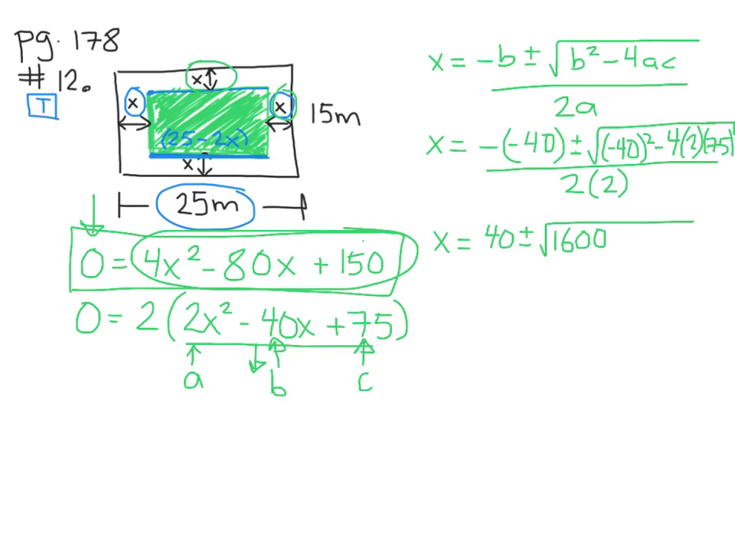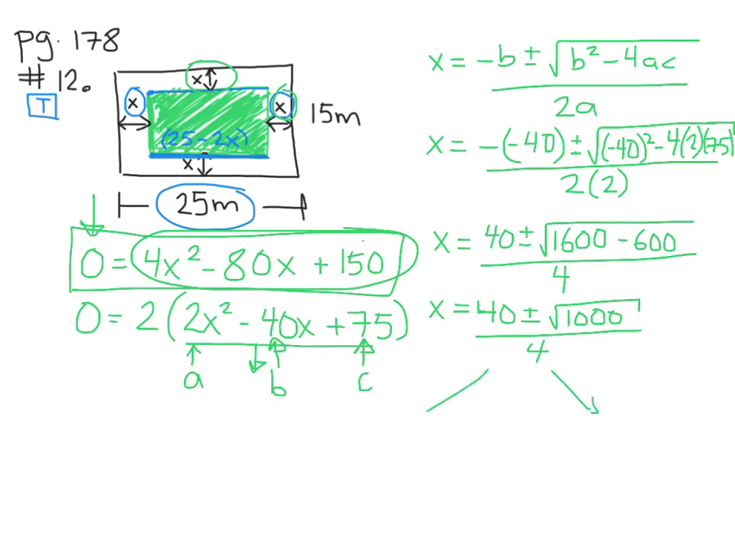I multiply negative 4 times 2 times 75, I get negative 600, all over 4, and so x is equal to 40 plus or minus the square root of 1600 minus 600, which is 1000, all over 4. Okay, and we can break it up at this point, and there's no need to actually reduce this right there. We don't have to reduce that because we're actually figuring out what this strip is in terms of the actual length.